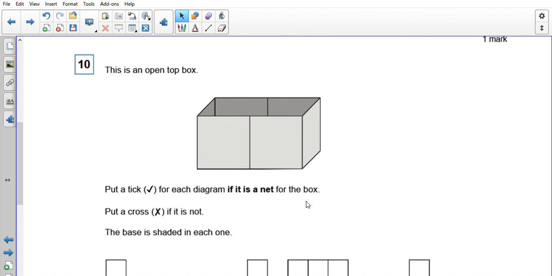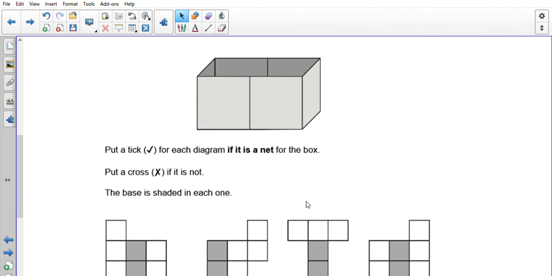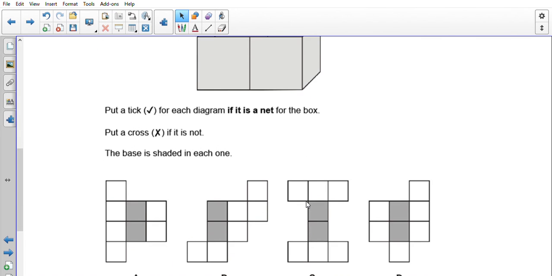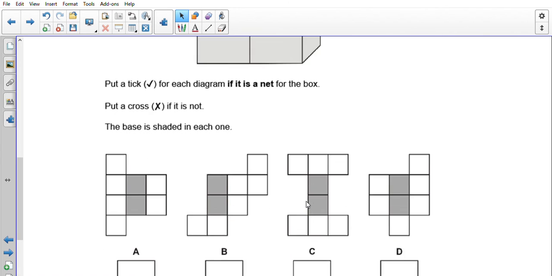10 is an open top box. Put a tick for each diagram if it is a net for the box, but a cross if it is not. The base is shaded in each one. Fairly straightforward for this one. Again, that visualization technique of folding up. What you're looking for is faces that would overlap or nets that would give you an incorrect one.